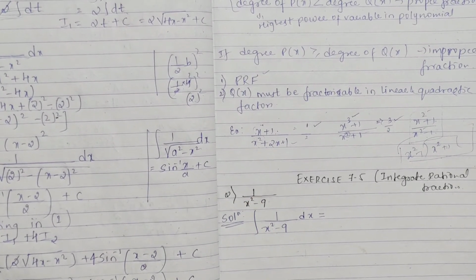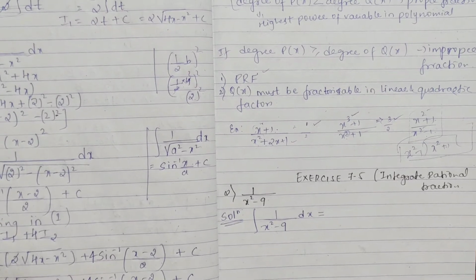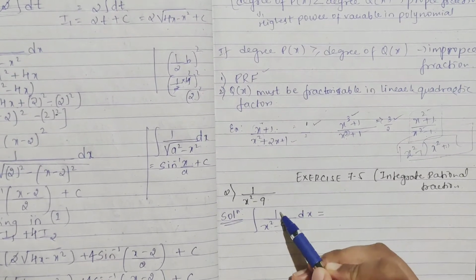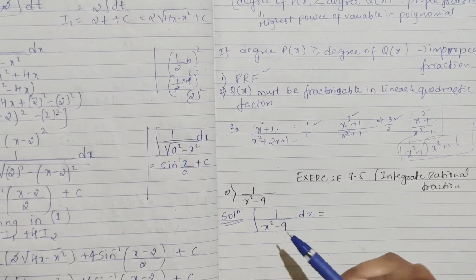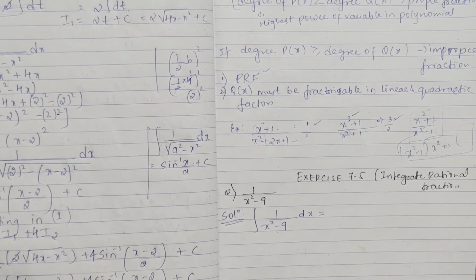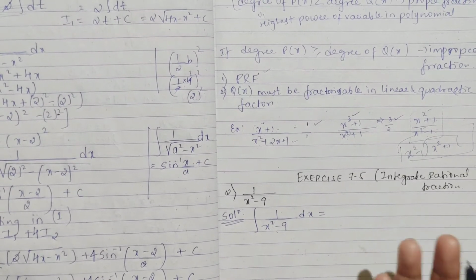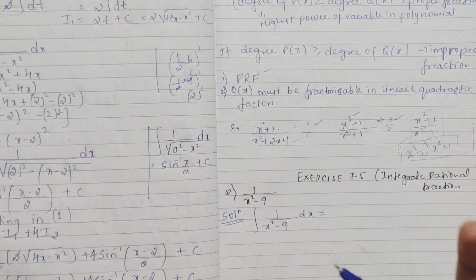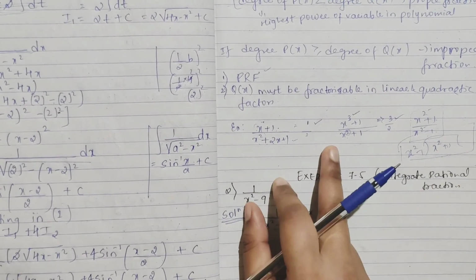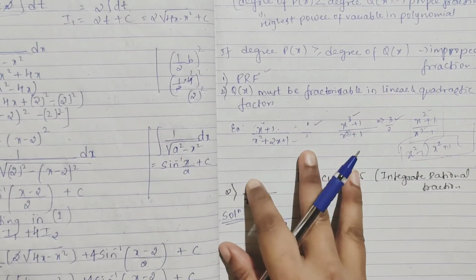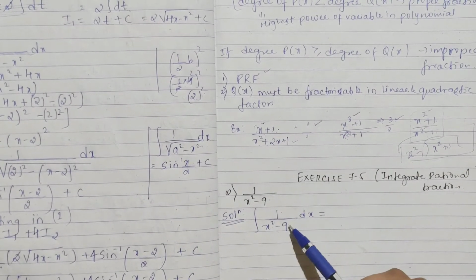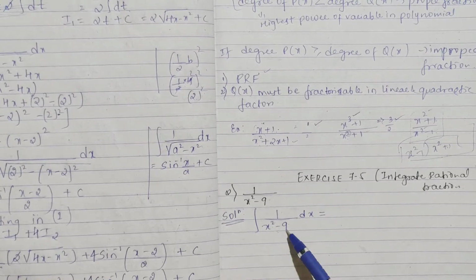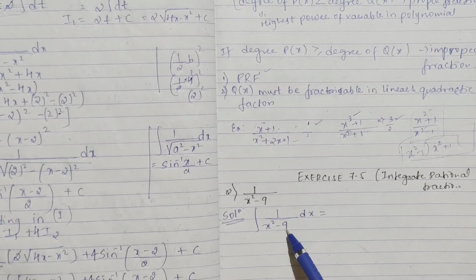So the second one, 1 by x square minus 9. First check the question. P of x is 1, meaning the variable is 0, and Q of x is degree 2, so obviously it is a proper fraction. Before checking, you should check whether we can integrate directly, or go with the substitution method or trigonometric. Even now, last time we have read some particular formulas. Here it is not necessary to use partial fractions only, you can go with your formulas also, right?